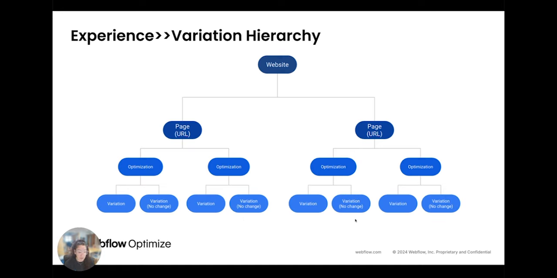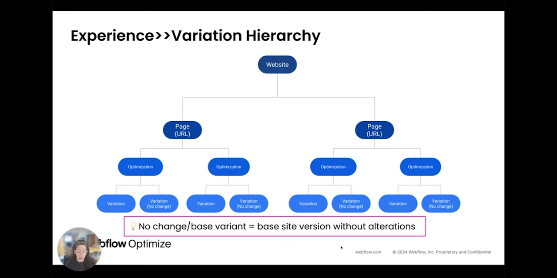In this example, we've created 4 optimizations across 2 different pages. This is an awesome place to start. And again, what you'll notice in the tool when we go build is once you start building one variation, so that's that new part that you're adding to the site, the system will automatically create for you something labeled as no change or base variant.